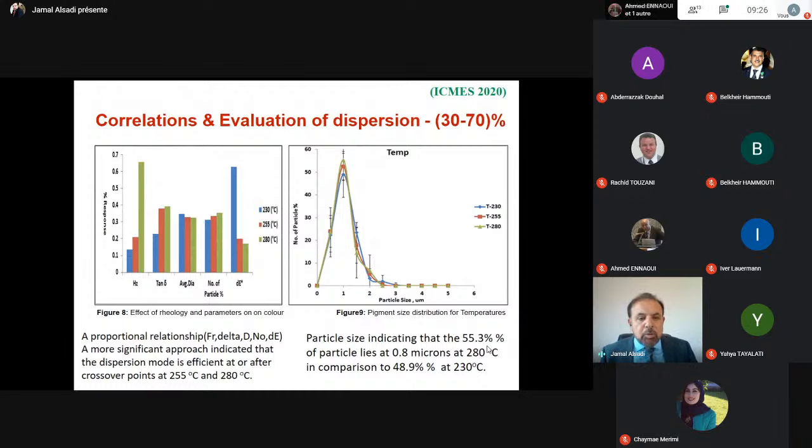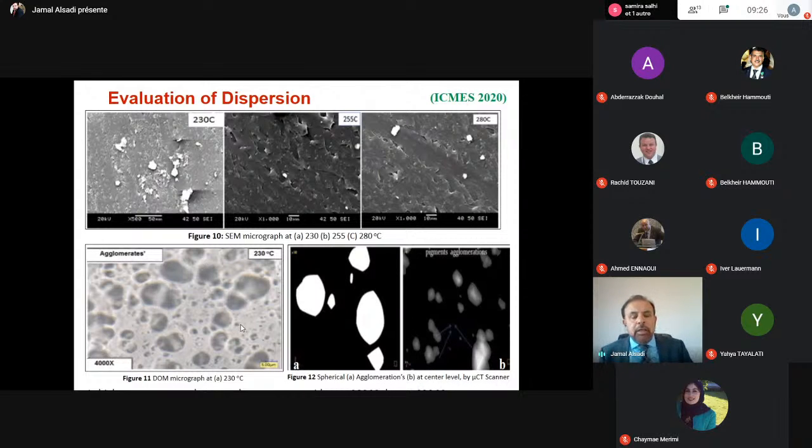So basically, a proportional relation for frequency, delta, number of particles, color, and average diameter, all of them show a significant approach, indicating that the dispersion model is efficient at 255 or 280 when we increase the temperature. Finally, the final slide here.